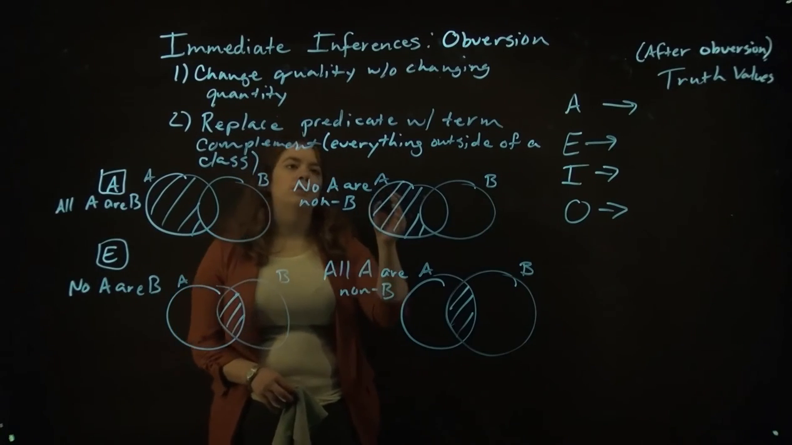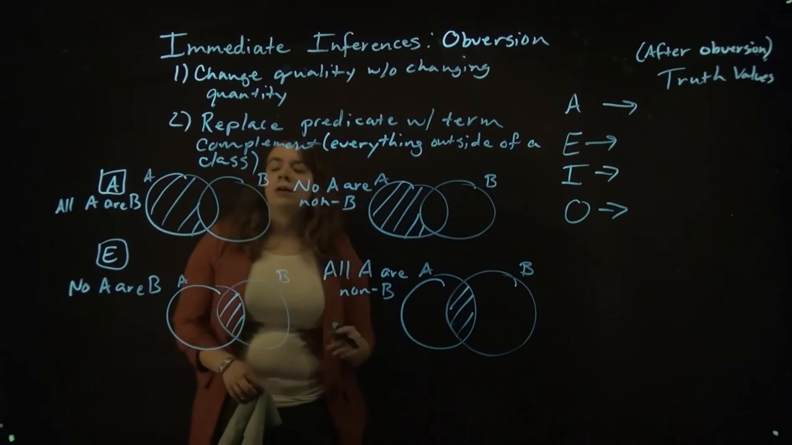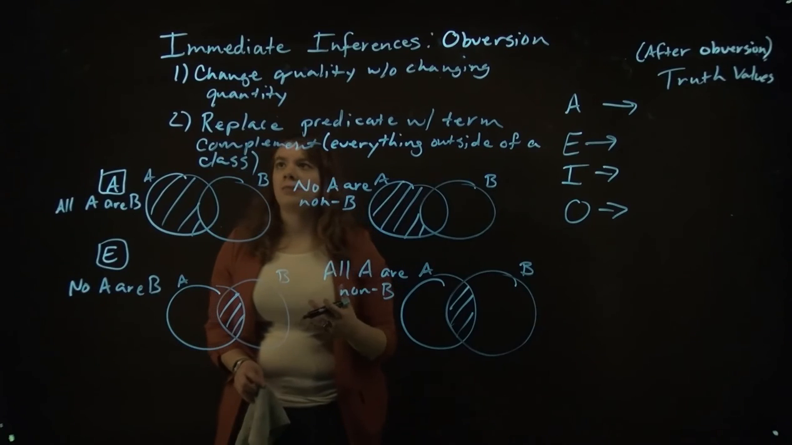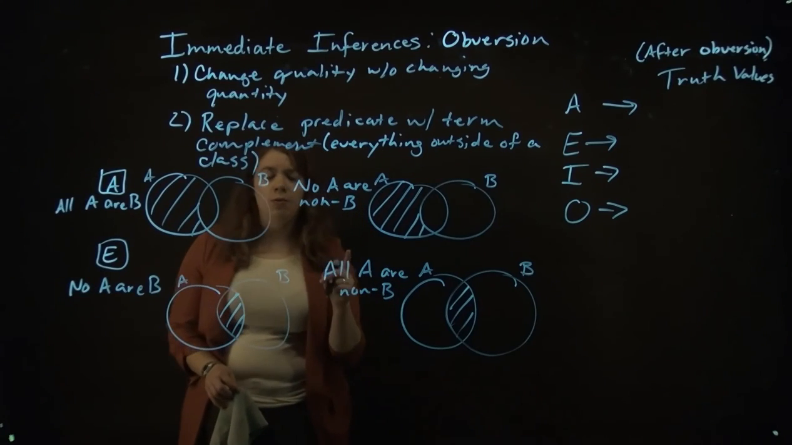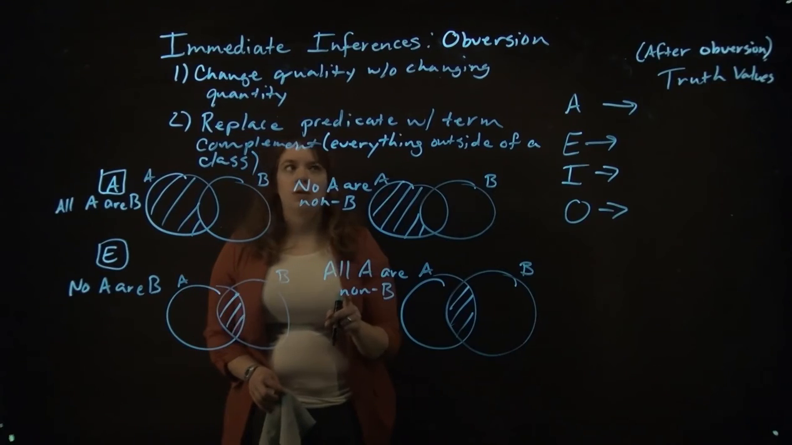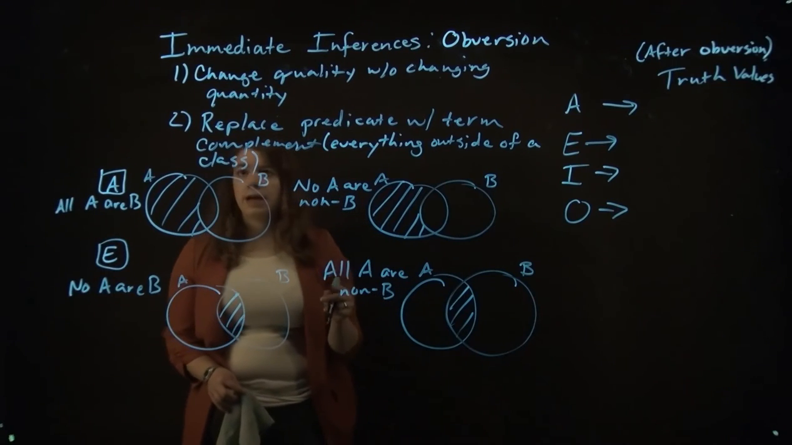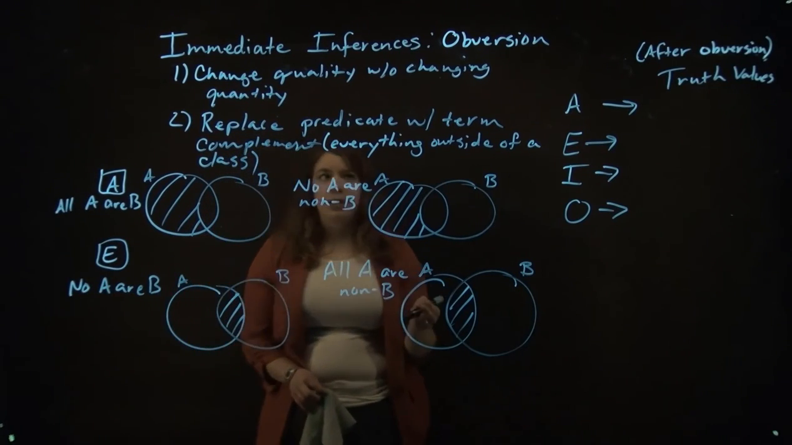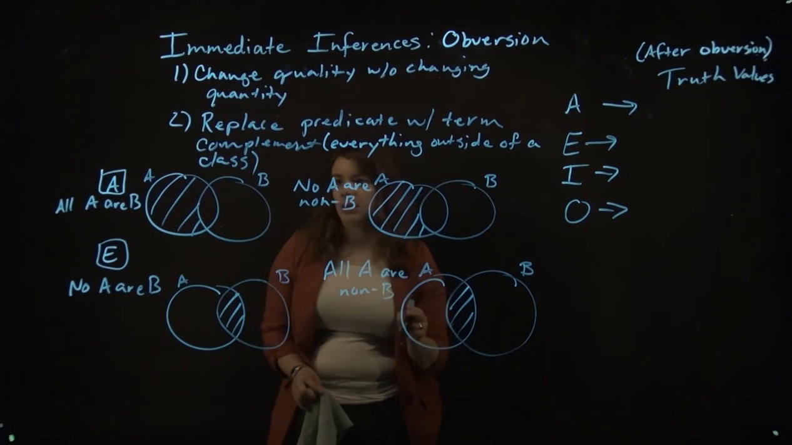The second immediate inference we'll talk about here is obversion. So when we obvert a proposition, we'll do two things. One, we're going to change the quality of the proposition without changing the quantity of it. And two, we're going to replace the predicate with the term complement of that predicate.